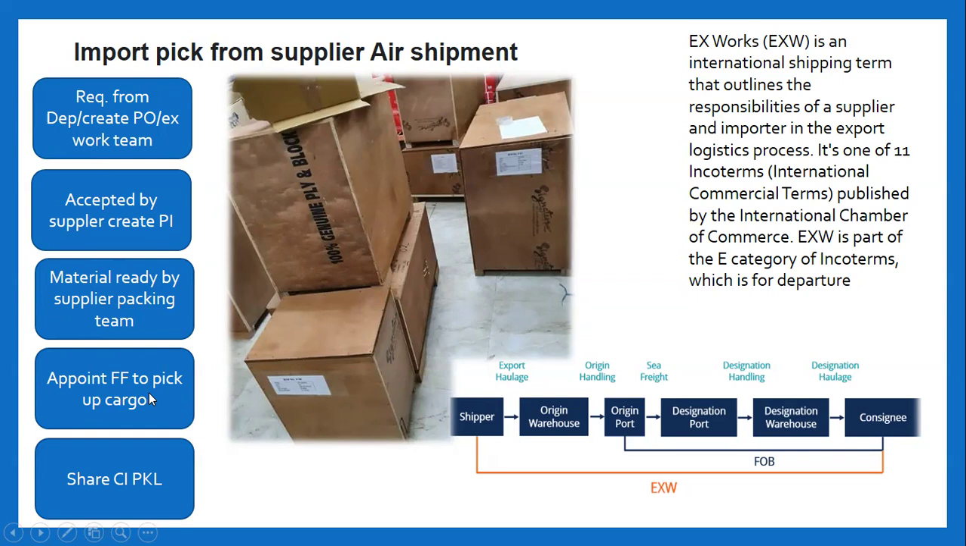At this stage, when goods are going to be dispatched, the commercial invoice and packing list are ready. The supplier will share this commercial invoice and packing list with the importer, and he checks all details. Then this process starts.